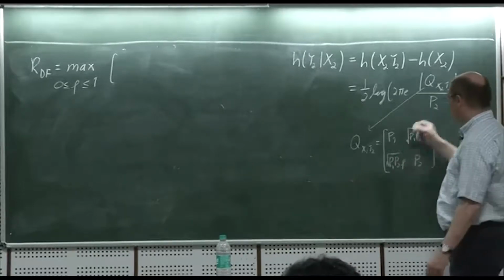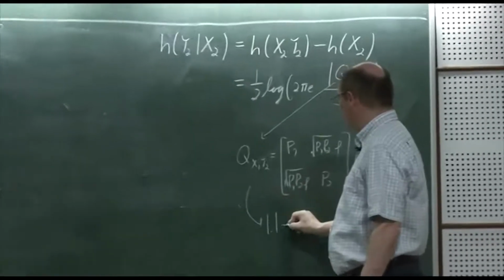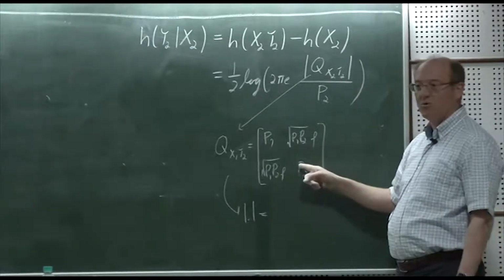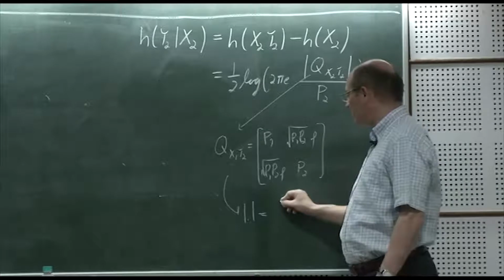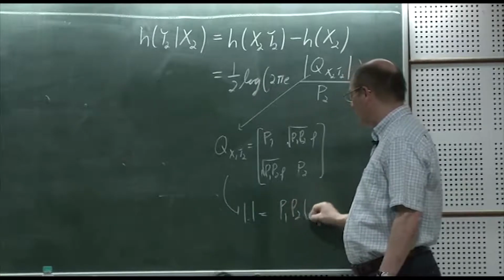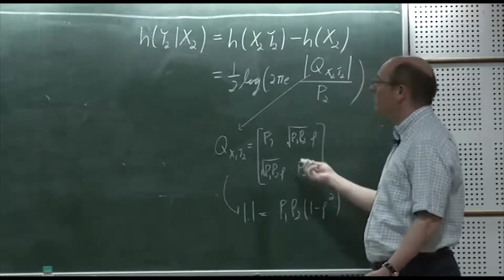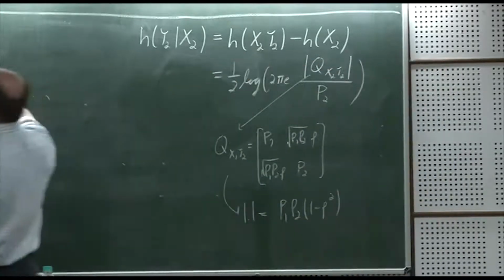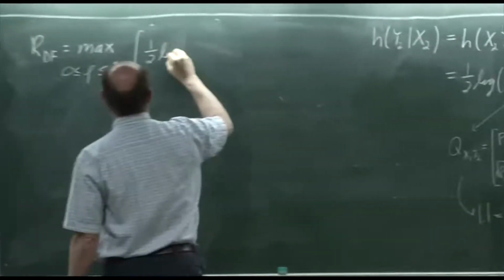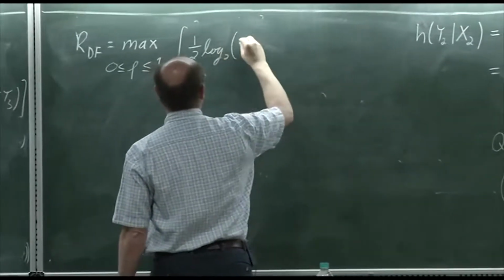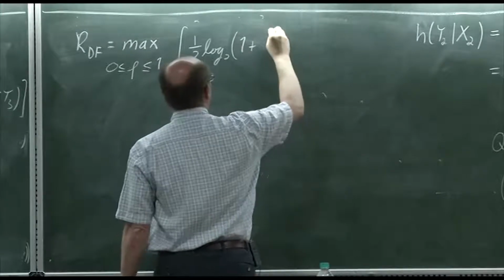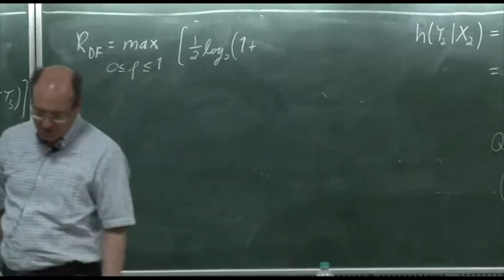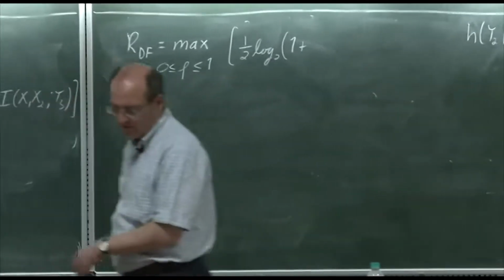The determinant of that is going to be P1 times P2 minus P1 times P2 rho squared divided by P2, so we'll just get P1 P2 (1 minus rho squared), as you're probably accustomed to. So this whole thing is just going to be P1 (1 minus rho squared). So here we'll get 1/2 log, for real channels. Of course, usually we want passband, not baseband, but okay. I have variance 1, that's fine.